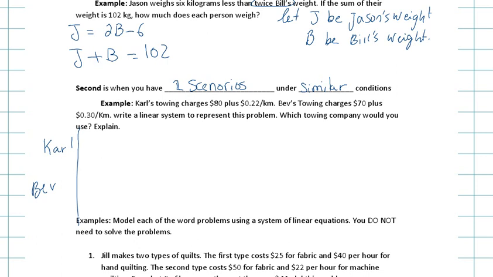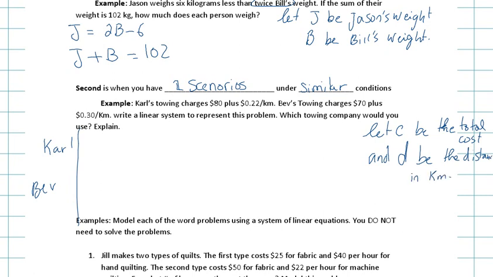So my let statement is going to be, let C be the total cost, and let D be the distance in kilometers. Does it make sense? Okay.